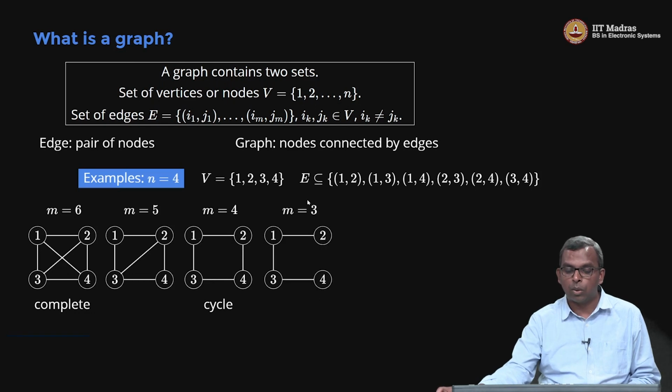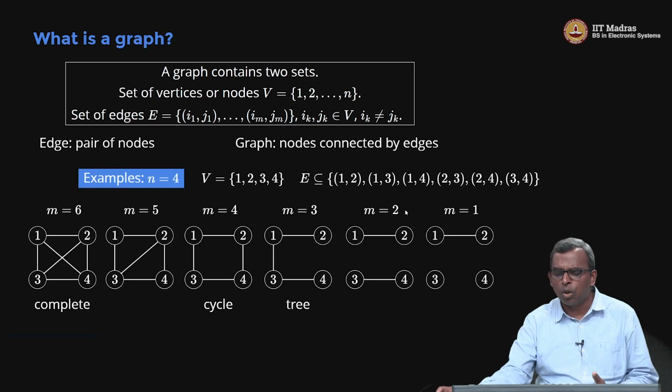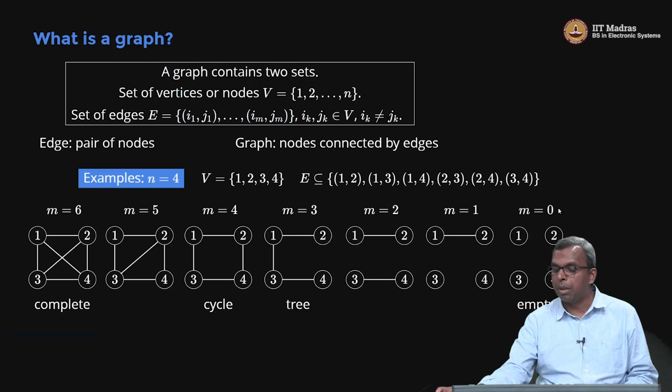Or you may have m equals 3, only 3 edges: 1 comma 2, 1 comma 3 and 3 comma 4. No other edges are there. This is in fact called a tree, or a line in this case. You may have m equals 2, which is just 1 comma 2 and 3 comma 4, no other edges. Or m equals 1 with just one edge, 1 comma 2. In fact, there are many more with m equals 2, for example 1 comma 2 and 1 comma 4, or 3 comma 4 and 3 comma 2. I'm just giving you one example. The last one is m equals 0, which is no edge. It's only one graph like that.